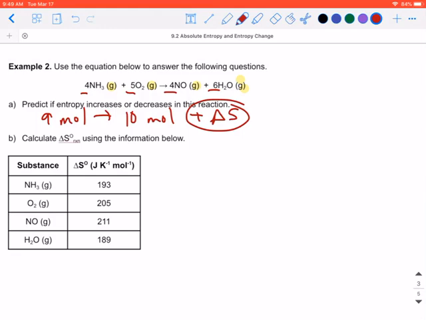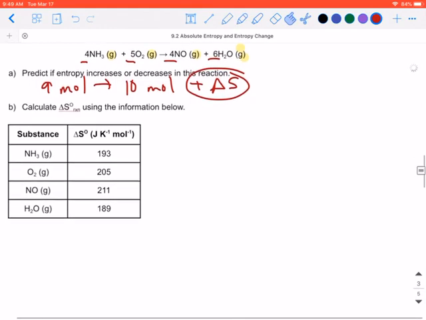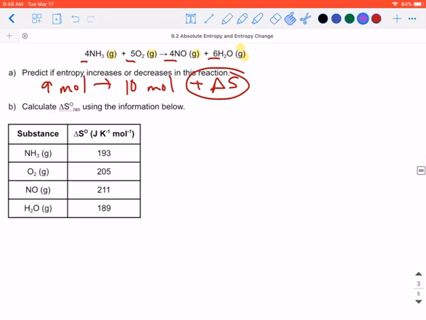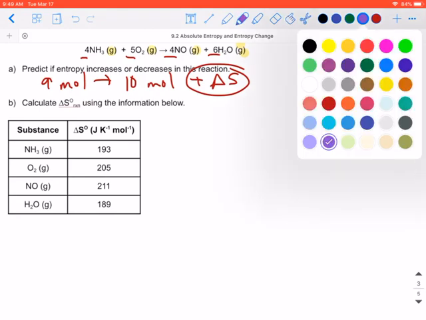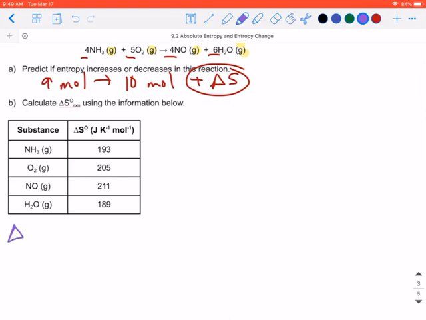So let's do the calculation to see if this prediction is correct. Same thing as last time. I'm going to use purple this time. I like purple. It's a nice color. So the change in our standard entropy equals, and I'm going to start with my products again.